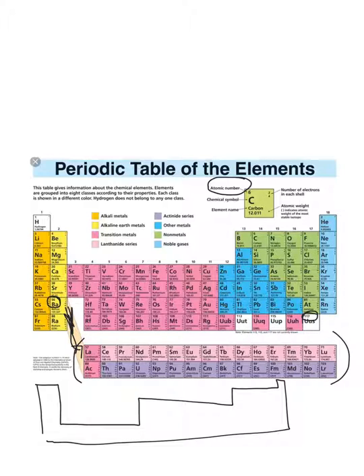Okay, elements 1 through 92. 92 stops right here. That's uranium. So 1 through 92 are what I like to call el natural. That means they exist on planet Earth, even for a short period of time. Some are more rare and some are more plentiful than others. Elements 1 through 92 are found on planet Earth.